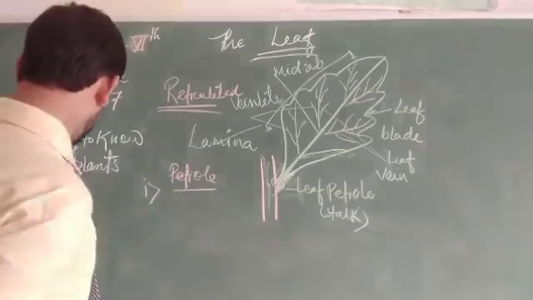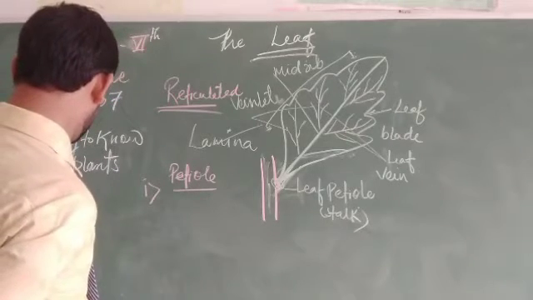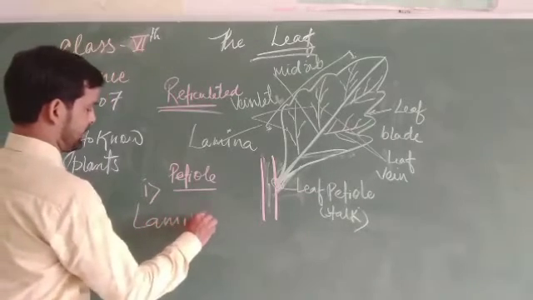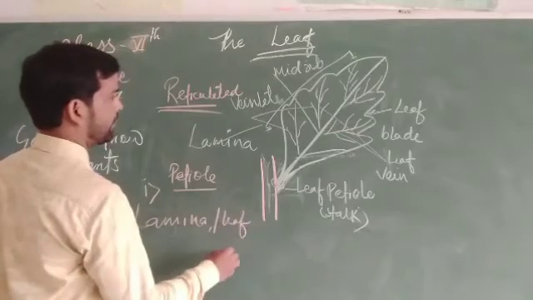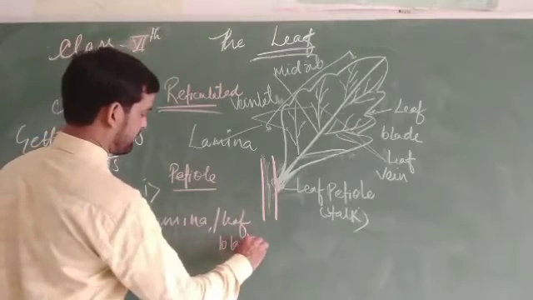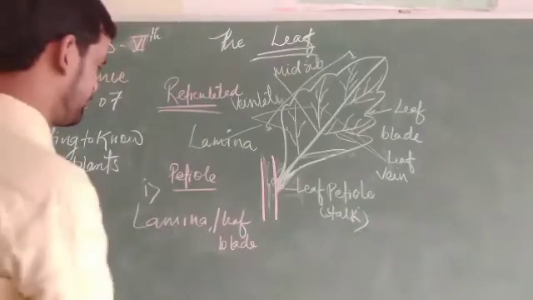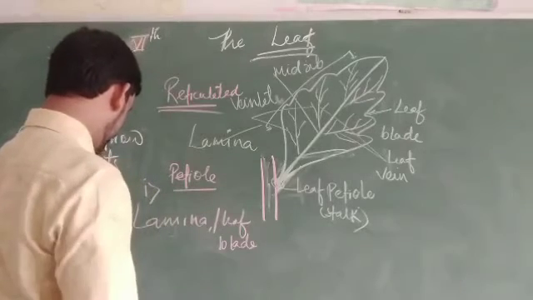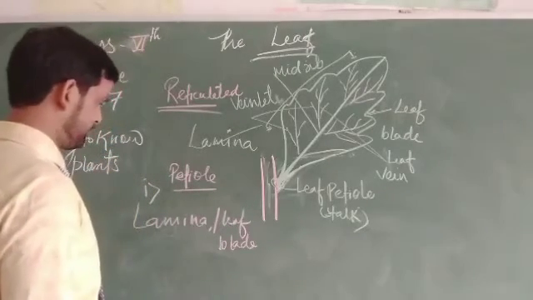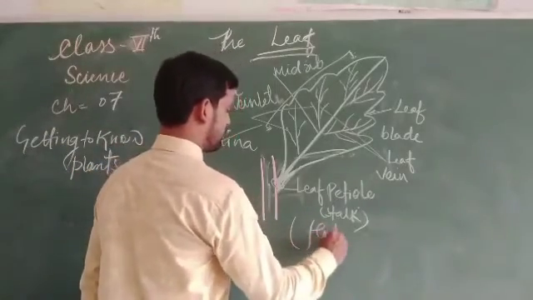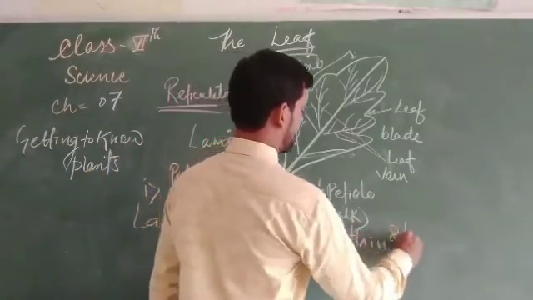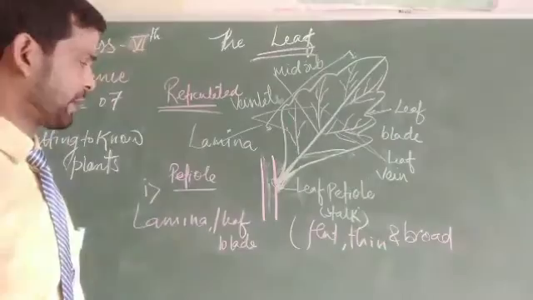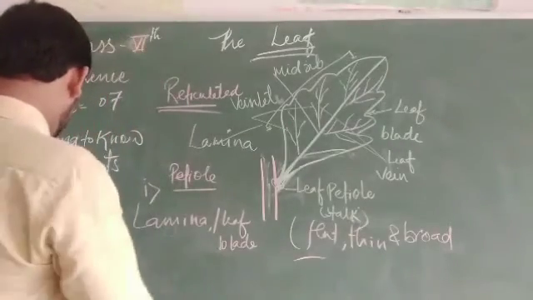Next is the lamina or leaf blade. Second one is the lamina or leaf blade. What is the lamina or the leaf blade? The leaf blade or the lamina is the flat, thin and broad portion of a leaf. Flat, thin and broad portion of a leaf is known as the lamina, which is responsible for what?